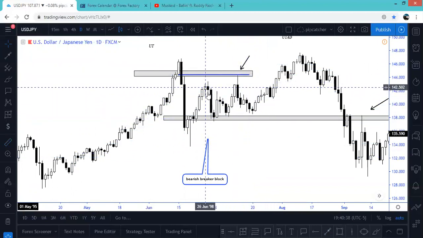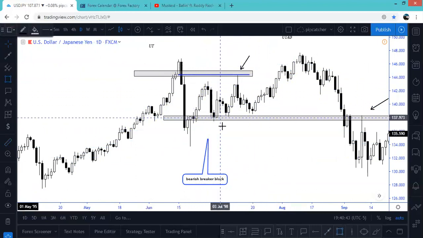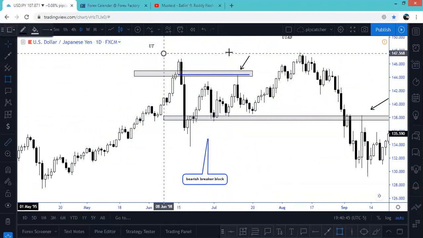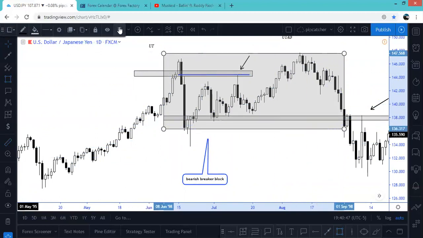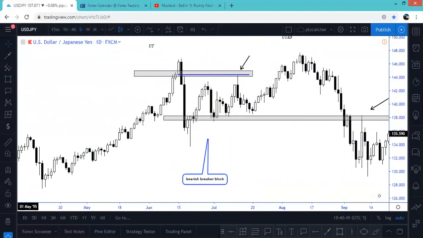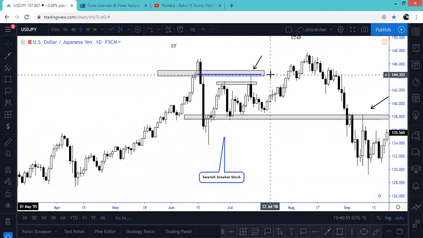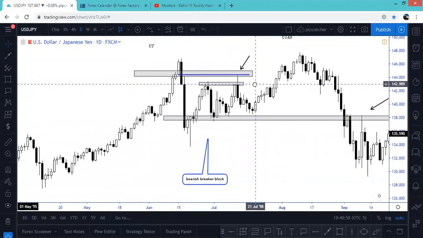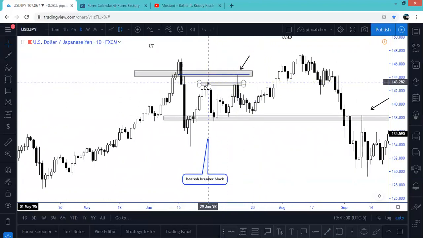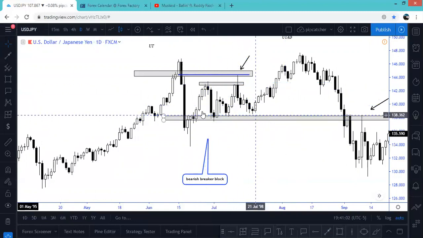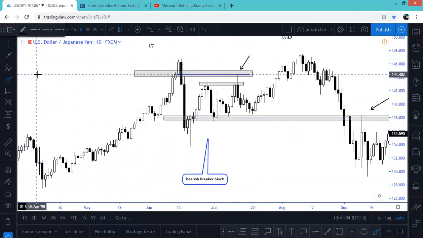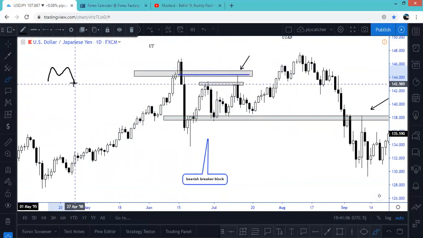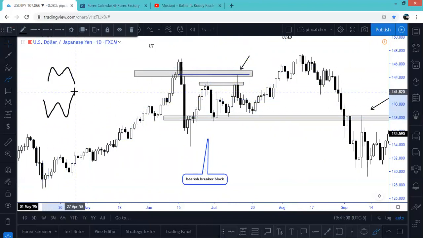But in the process of this, what was happening in this sideways range, this distribution schematic? There were equal highs being created right here. And as you know, smart money tells us, equal highs and equal lows, aka double tops, double bottoms.